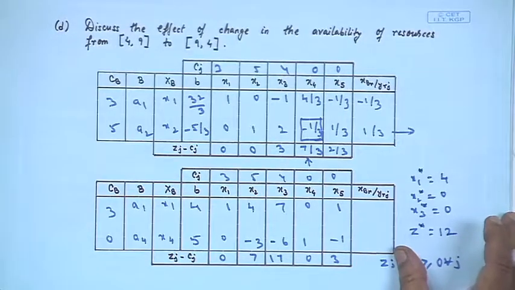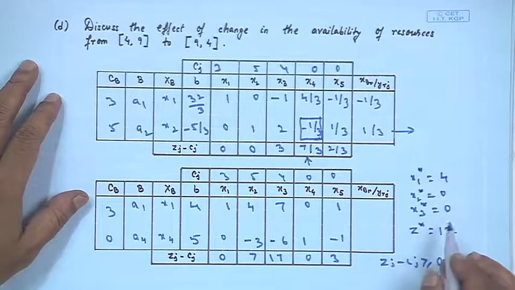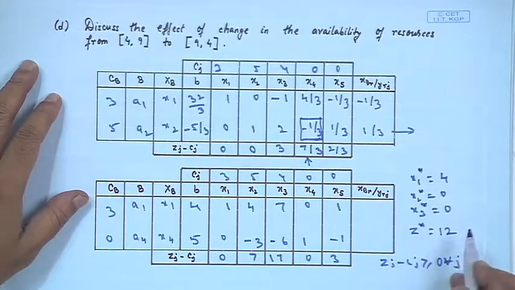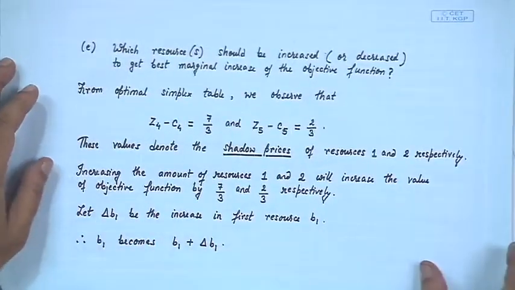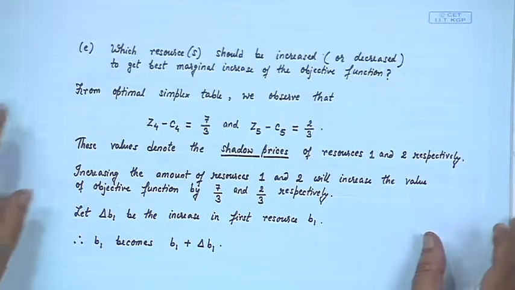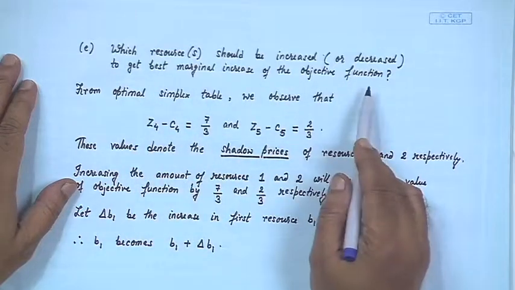So, again for this particular case also what we are finding is that the optimal solution has been changed. In the next class we will see the last problem, which resource we should use, which resources should be increased or decreased to get the best marginal increase of the objective function. In the next lecture we will just do this, and after that we will go to the dual simplex procedure.